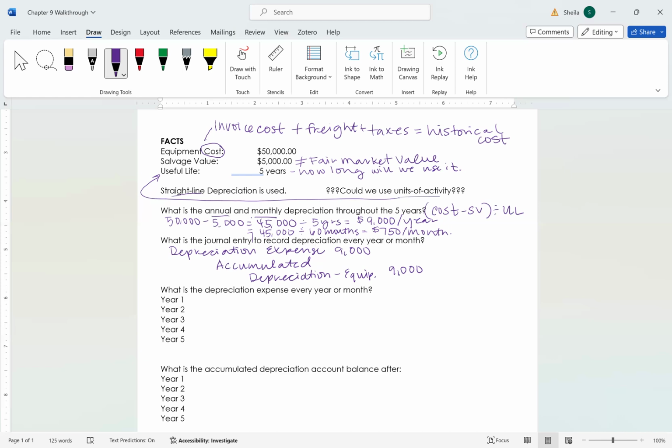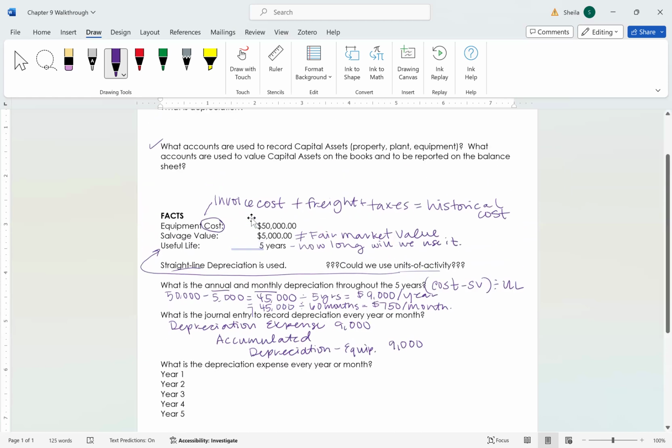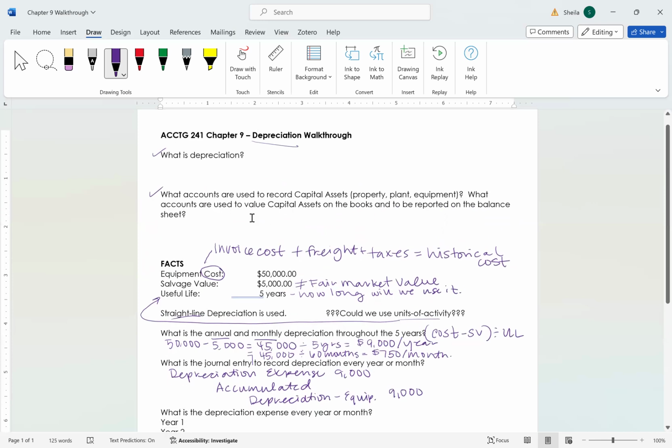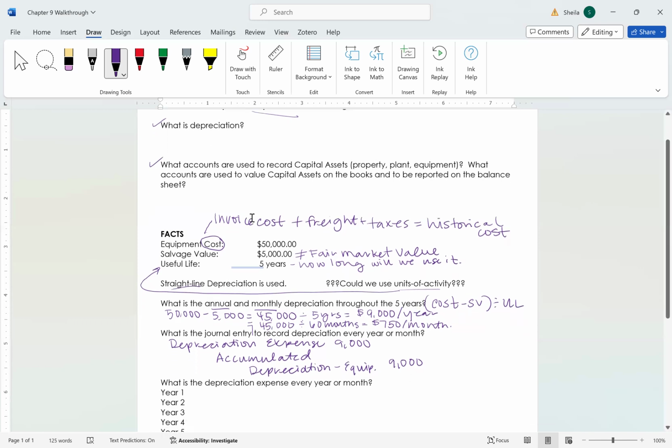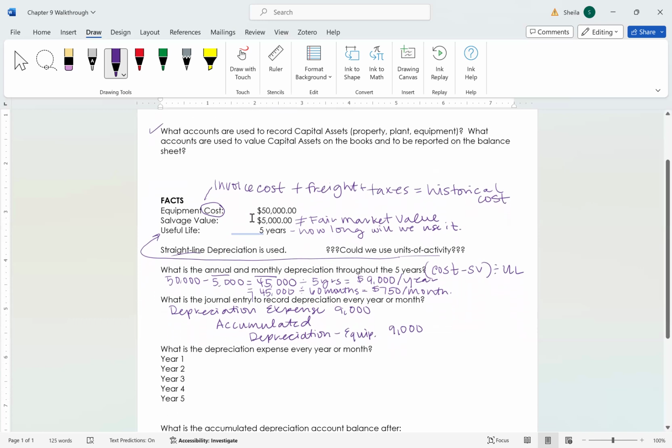And so take a moment. We're going to stop the video here. We'll come back for the second video, but I want you just thinking about how is it that we calculate straight line depreciation? How might this change if we were using units of activity? And maybe even go back to the beginning here and just make sure that as you think about these questions, what's depreciation and what accounts are used, make sure you feel really comfortable with how and why we're calculating depreciation.